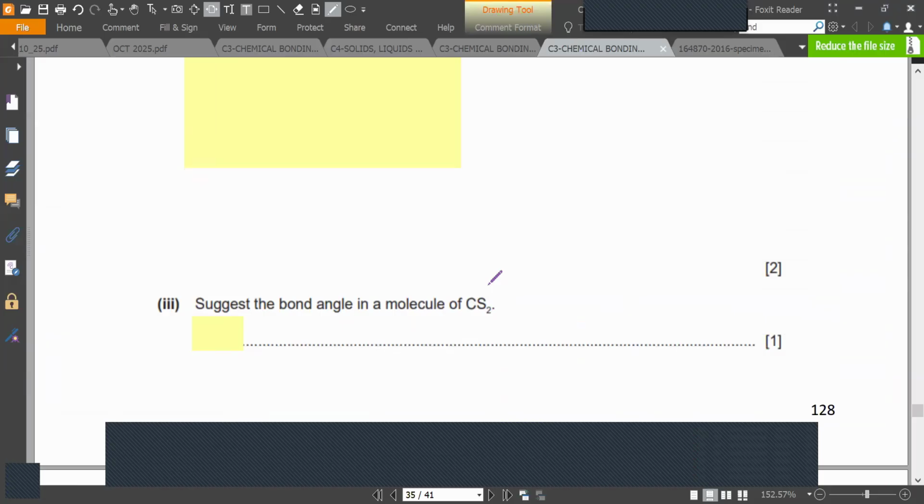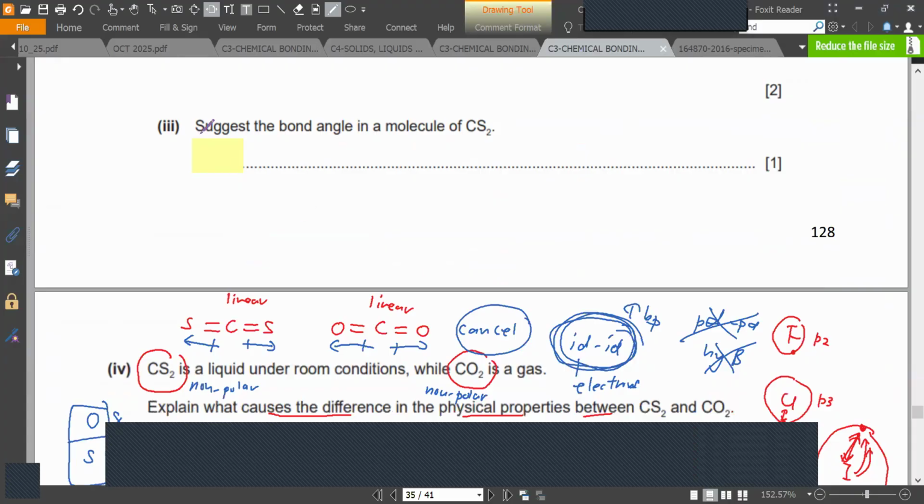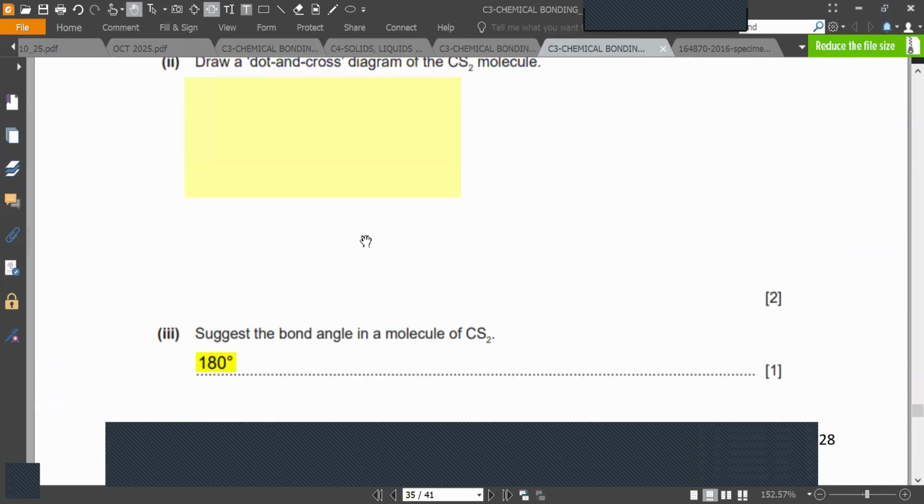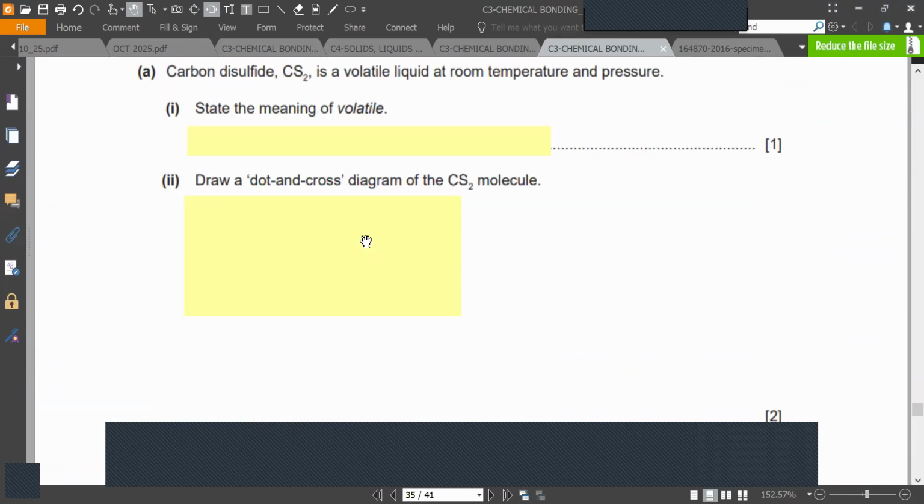Bond angle in a molecule of CS2. Just now we mentioned it is linear, so it will be 180 degrees, the bond angle. Dot and cross diagram of the CS2. Carbon is period 2, so it cannot have an expanded octet. It can have a maximum of 8 electrons. Carbon is group 4, so we are starting with 4 electrons. Sulfur is in group 6, so we are starting with 6 electrons, like this.